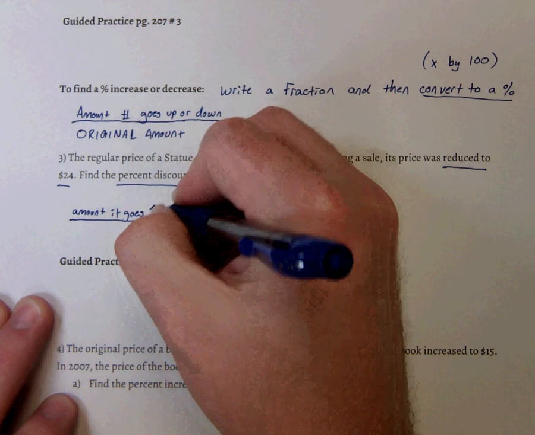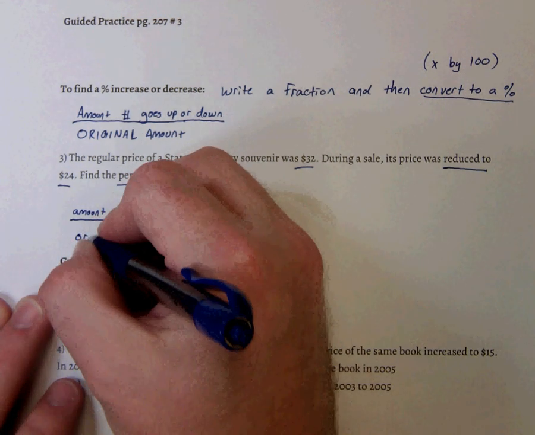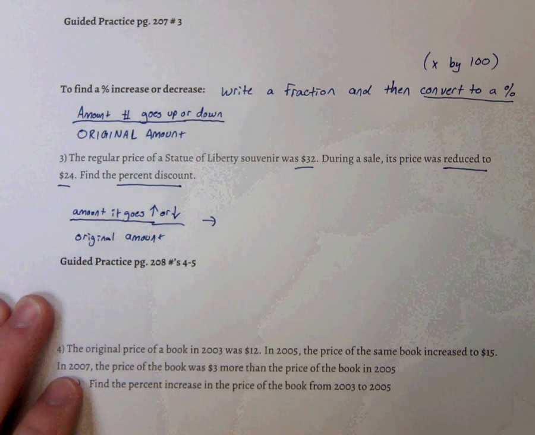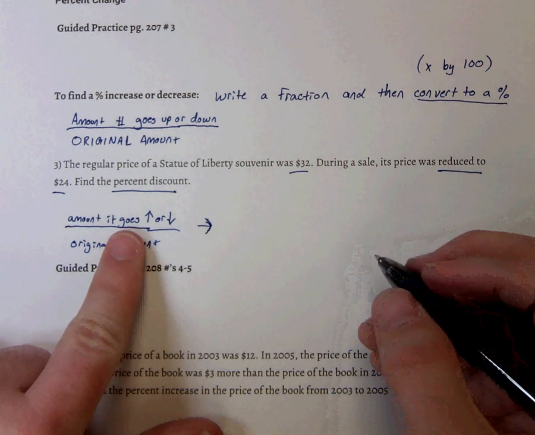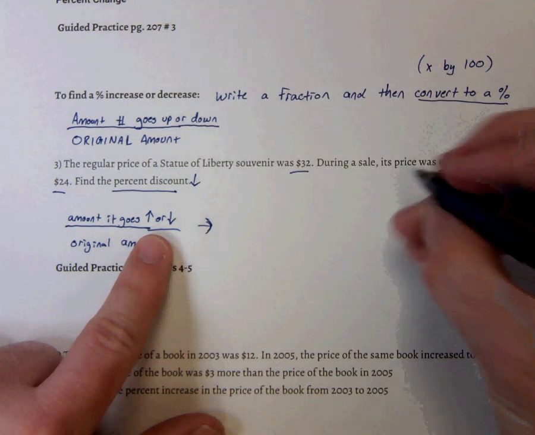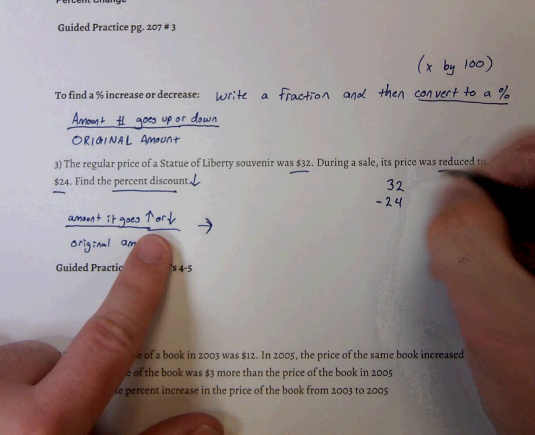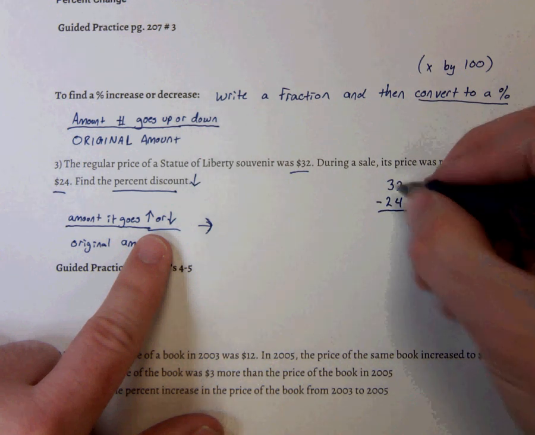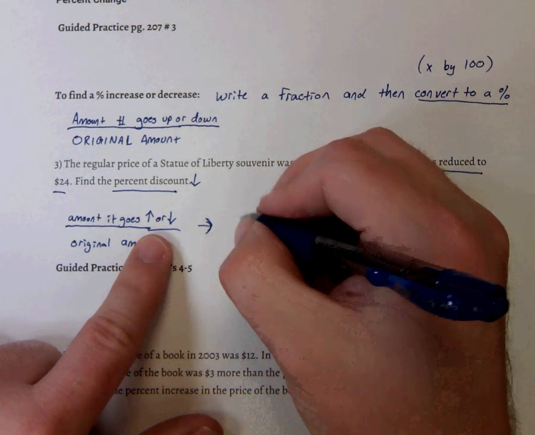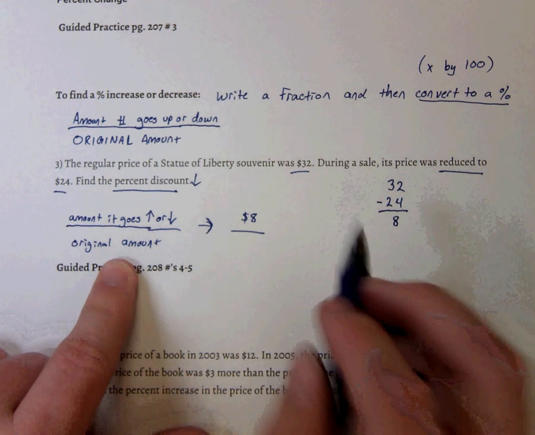So let's fill this in. How much does the number go up or down? Well, it's a percent discount, so our number is going to go down. How much is it going to go down? Well, it was 32. We're going to find the difference between it and $24, where it ended up. So 32 minus 24 is 8. So it went down $8. Our denominator, the original amount. So it was 32 before it changed to $24. So the original amount was $32. So we have our fraction, 8 over 32.